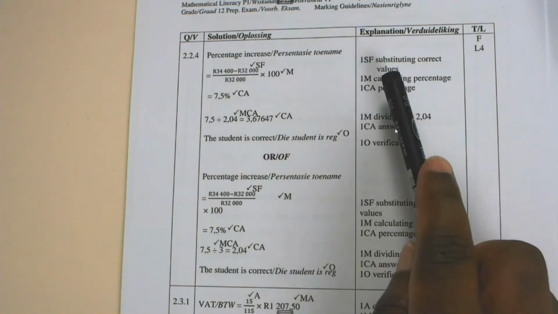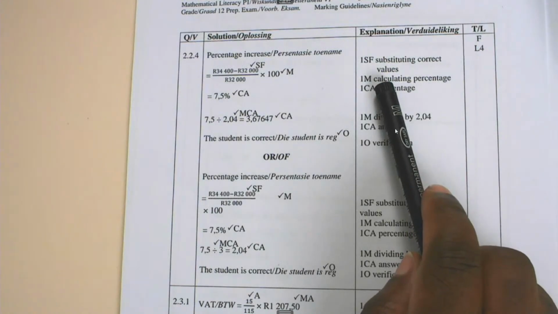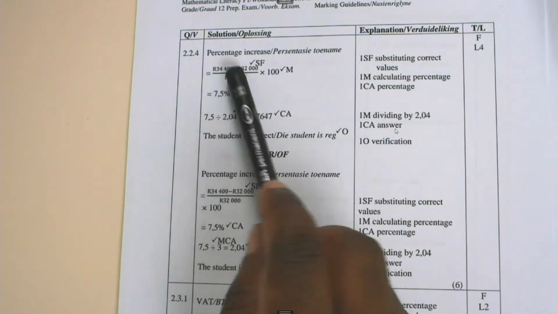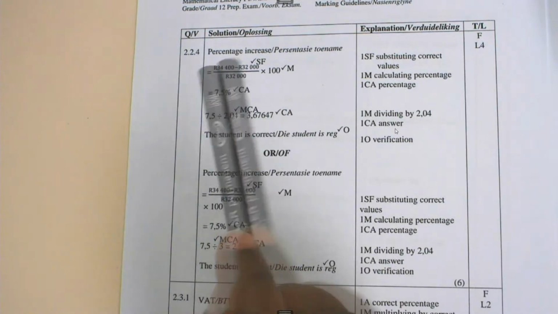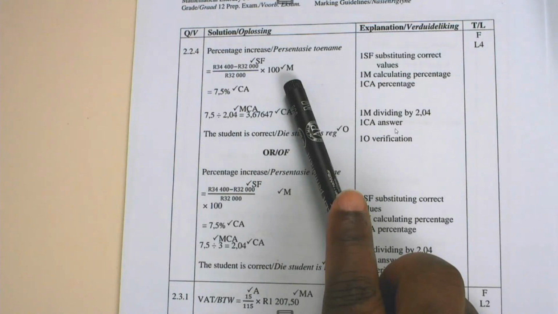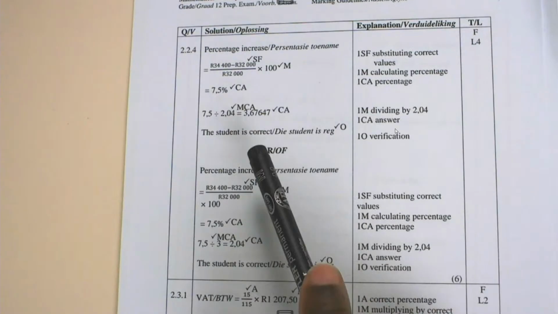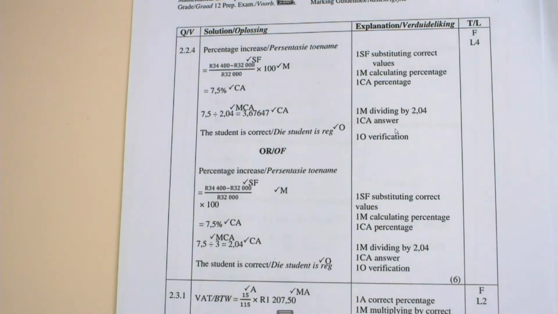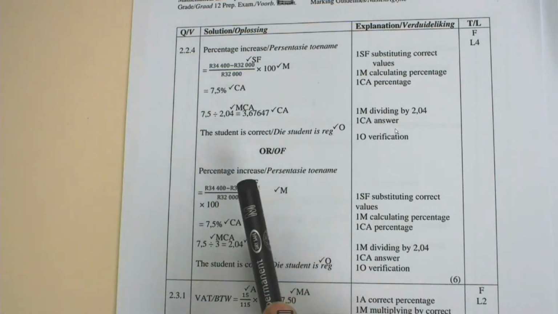Now let's look at the calculation of marks. It's 1 mark for substituting correct values. And correct values, we are talking about 34,400, those values which are there. And then another mark is for multiplying by 100, which is a method mark. And then there's a CA there of 7.5%. You see 1 mark for CA percentage.